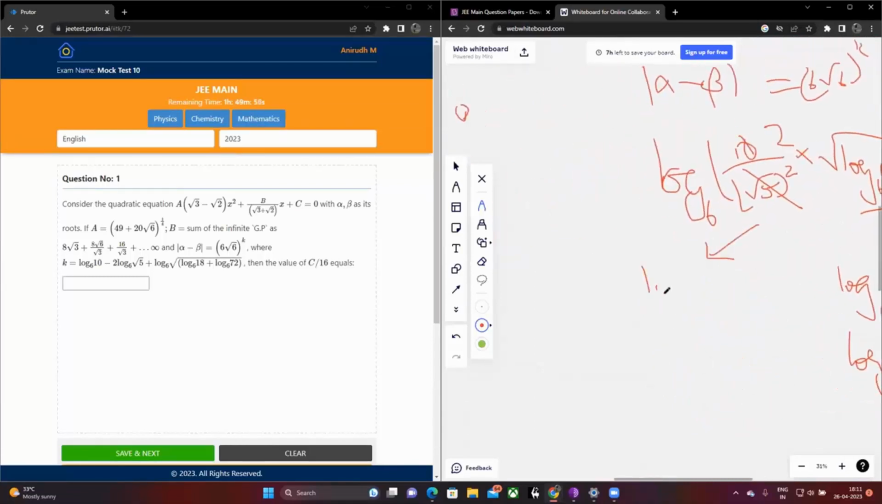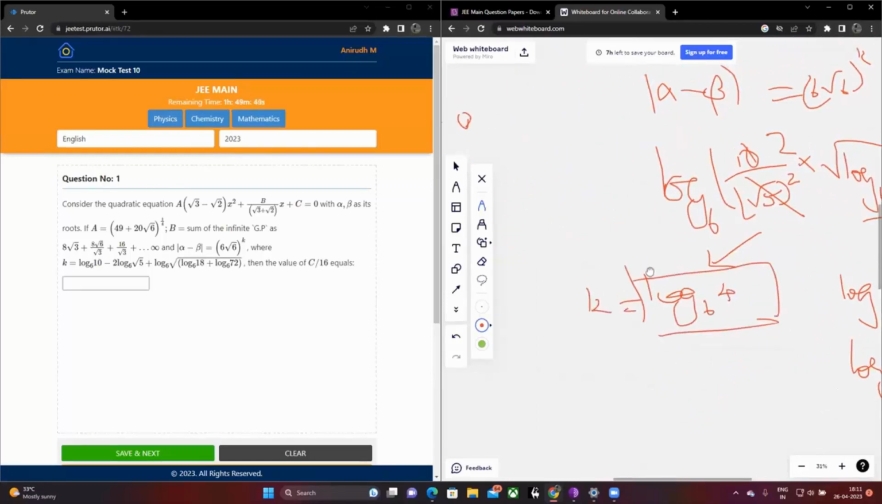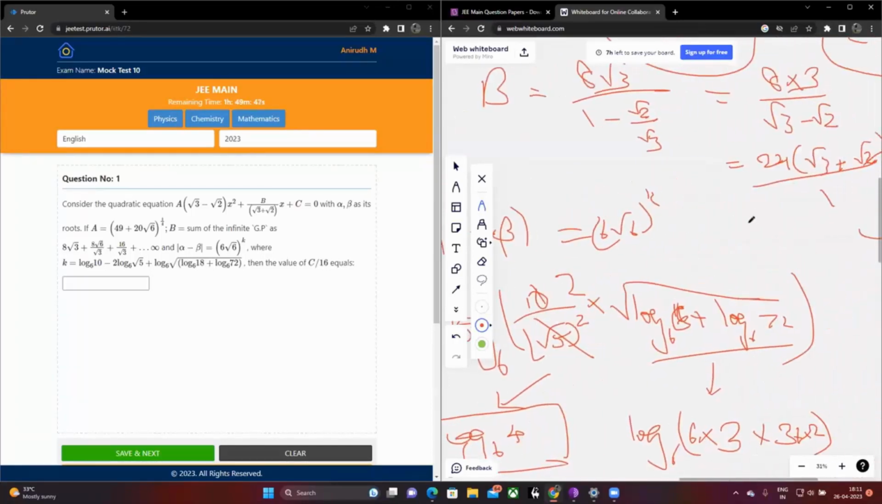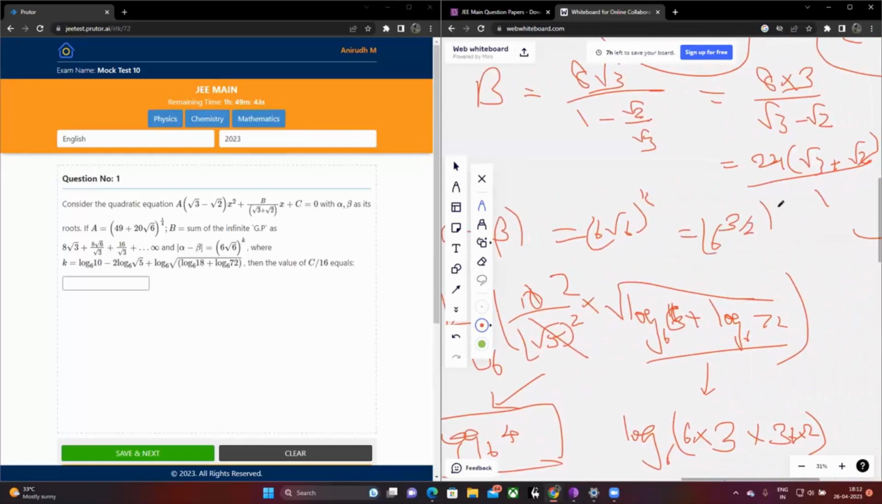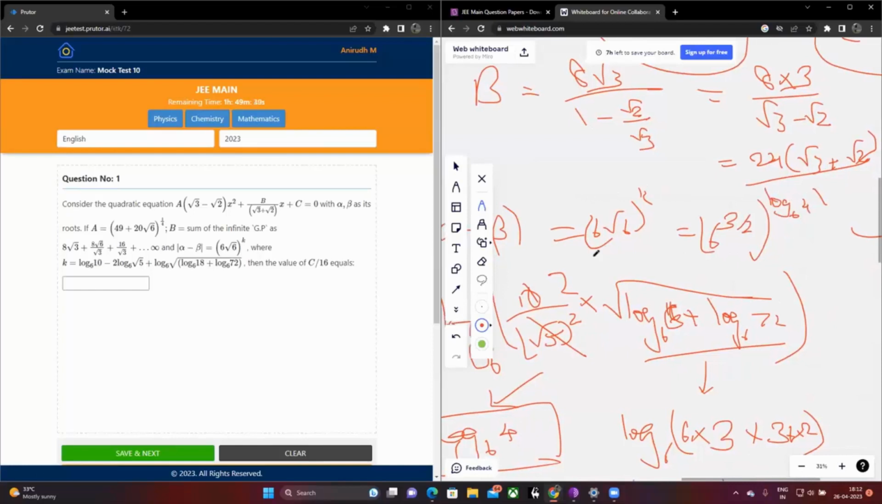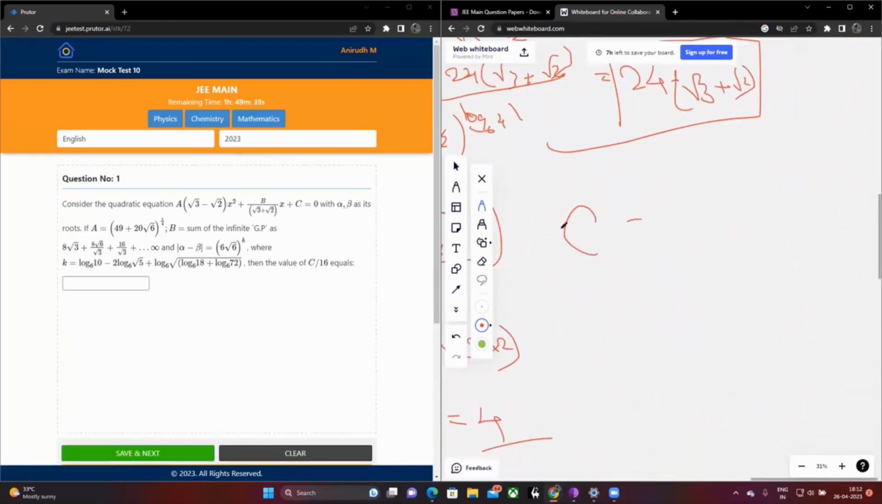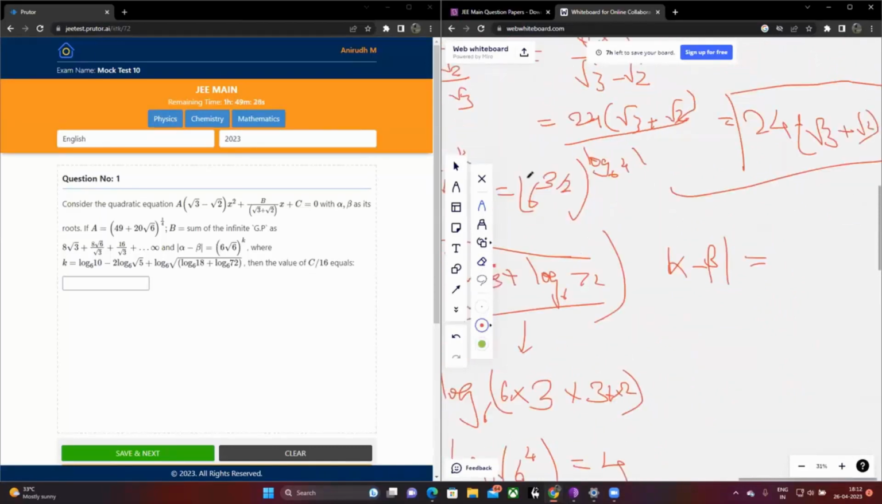So this expression basically simplifies to log 4 to the base 6, right? This is k. And substituting the value of k here, this is basically 6 power 3 by 2 to the power log to the base 6, 4, which is, I'll write this here. So this is alpha minus beta is this, right?